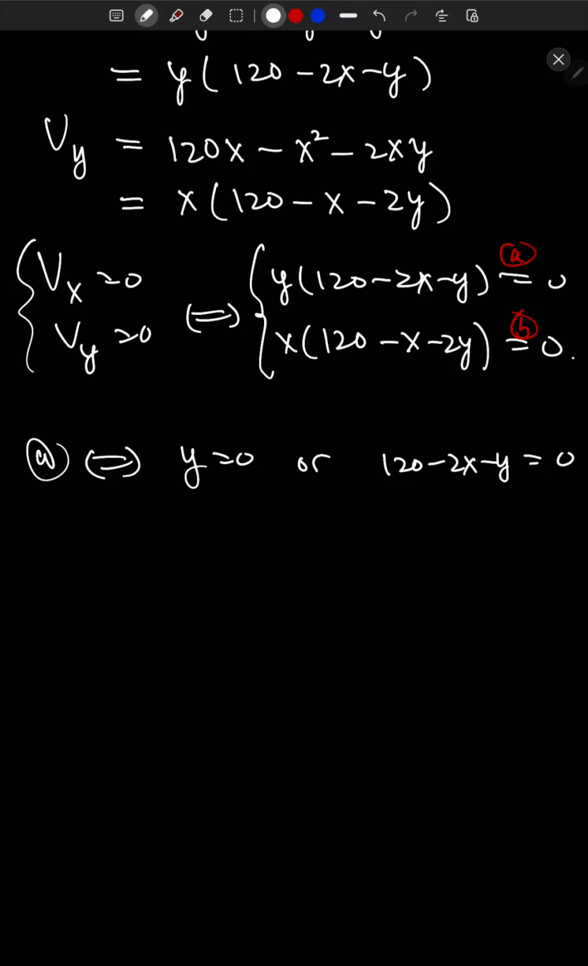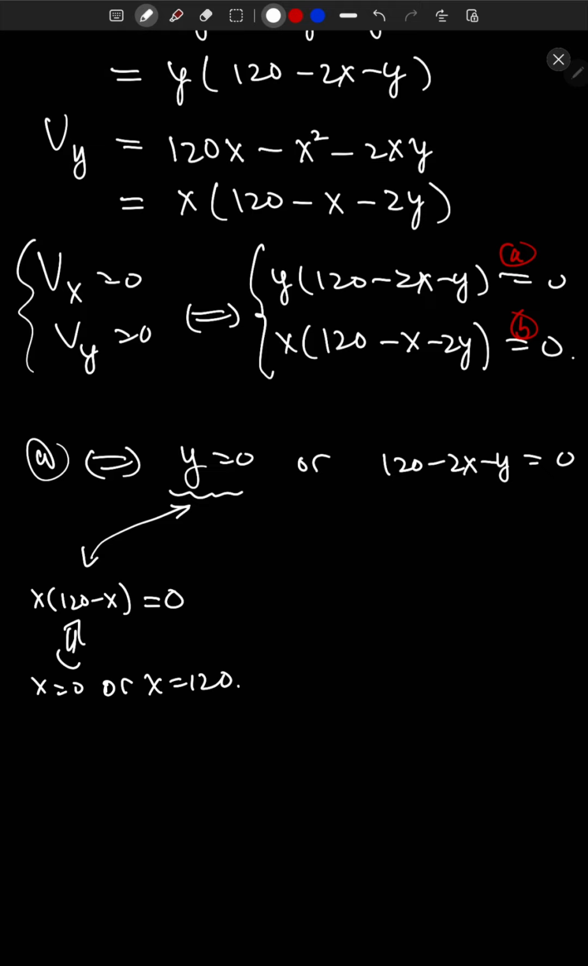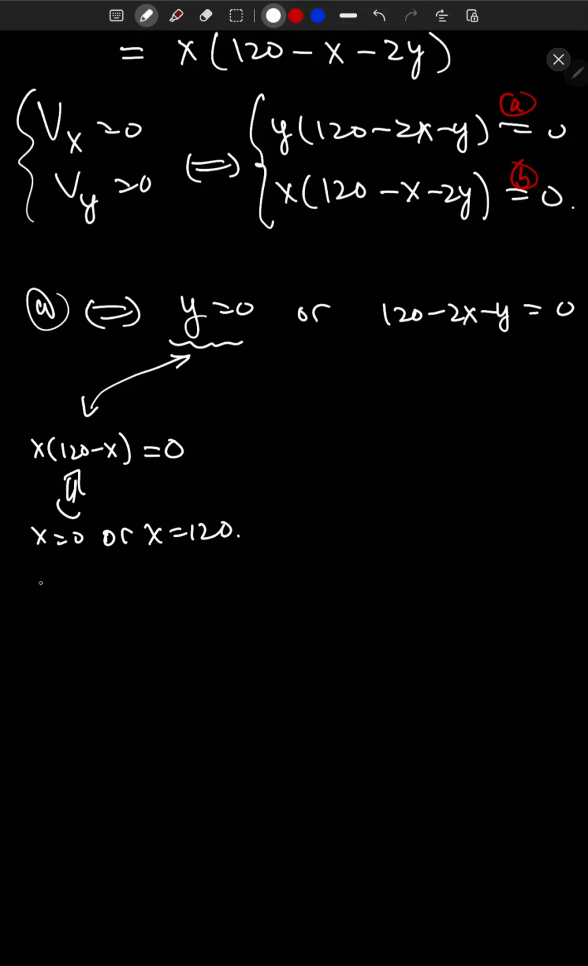And from here, we can do the algebra in many different ways. Let me do it like this. I'm going to deal with this situation first. If y were 0, then the first equation is satisfied. The second equation would become x times (120 minus x minus 2y), and y is 0, equals 0. So that means that x is 0 or x equals 120. All right. So that gives me two candidates, x equals 0, y equals 0, and x equals 120, y equals 0.